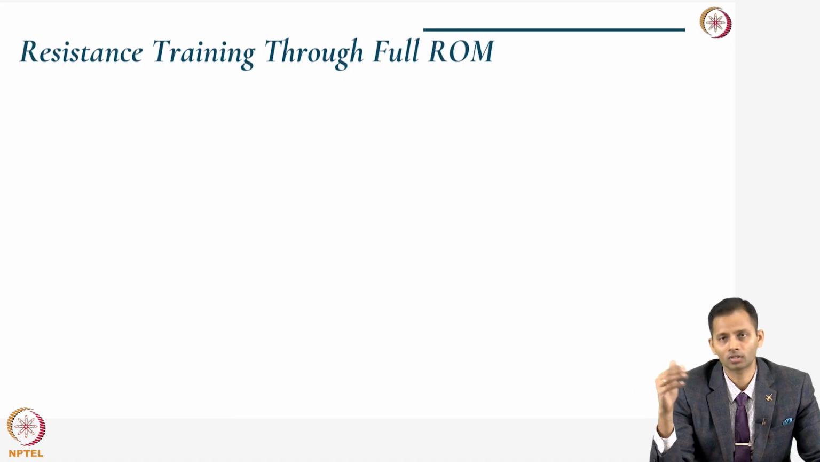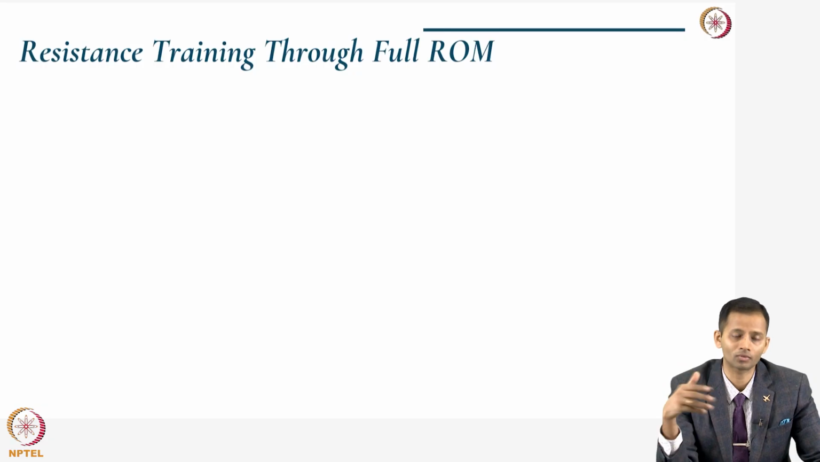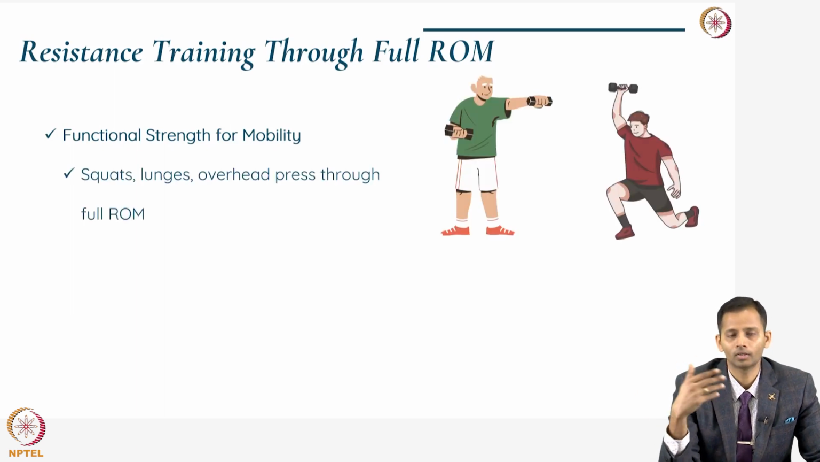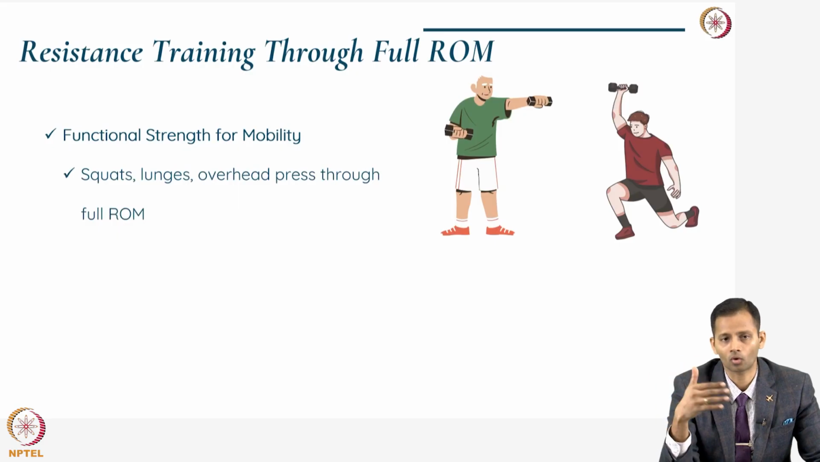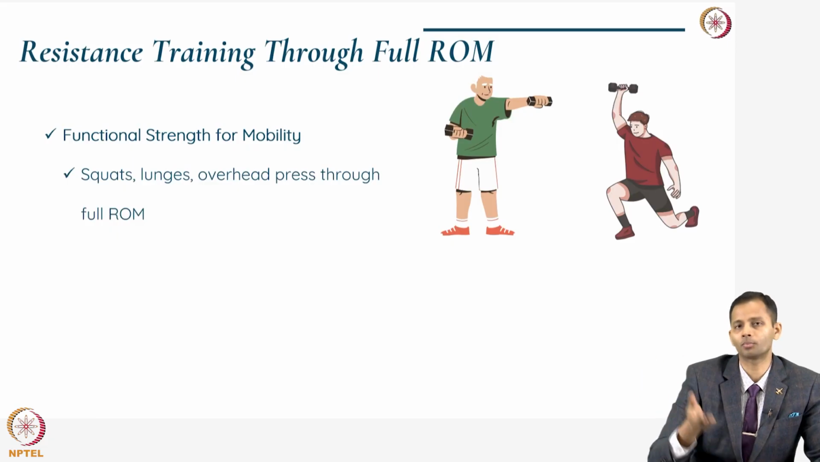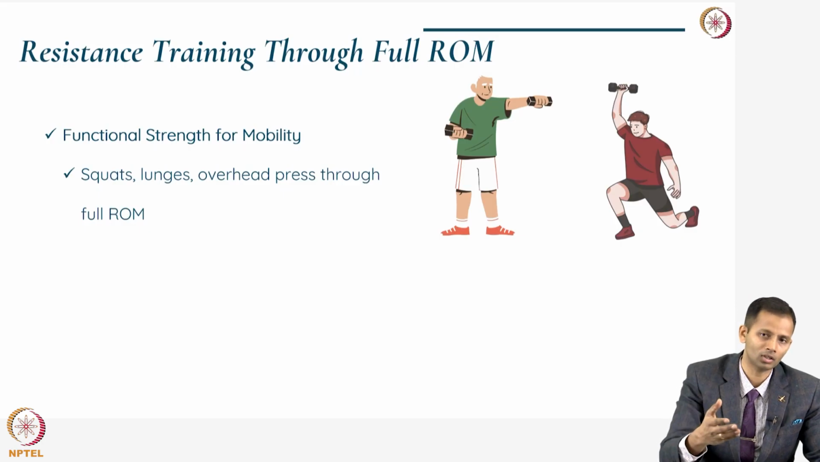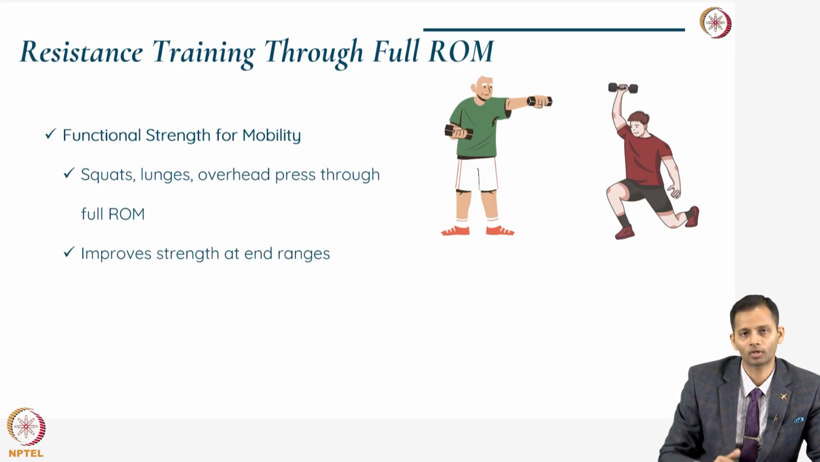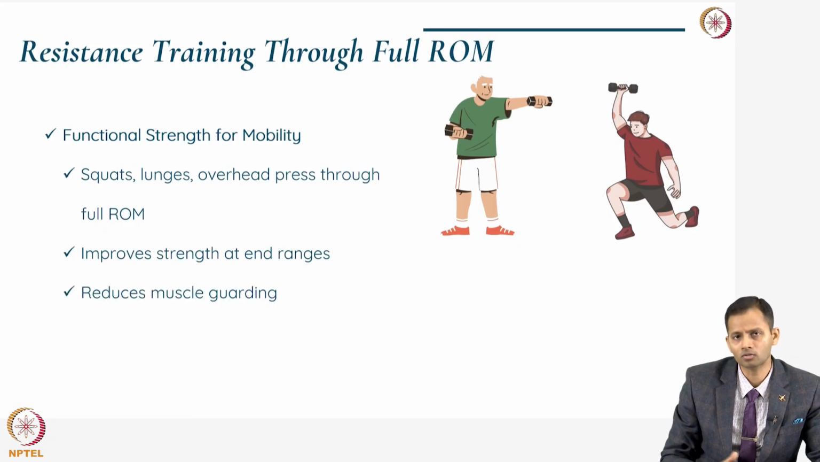In an advanced stage, in the end of phase 2 or phase 3, you can go for achieving full range of motion with resistance training as well. It is basically a functional form of strength development using mobility technique, wherein you can use functional movements like squats or lunges or overhead press using added weights. So this helps to improve the resistance training or the activation of the muscle in force production during the extended range of motion. So that is one way of improving the strength over a full range of motion, and it reduces the muscle guarding.